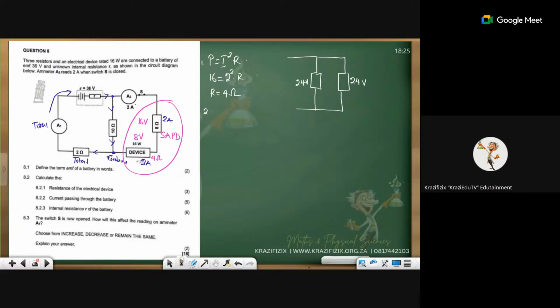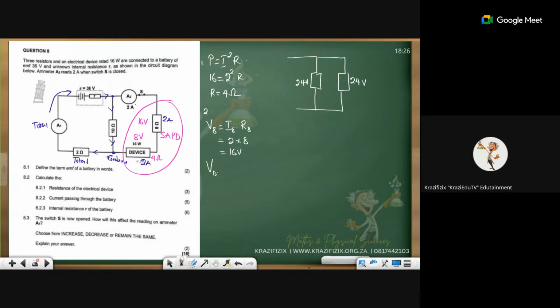Now I can calculate the current in the 10 ohms and then add them together. Does that make sense? Steps. V8 equals what? I8 multiplied by R8. Do I know my current? Yes. 2 times 8, which is 16 volts. That's the first thing I calculated.